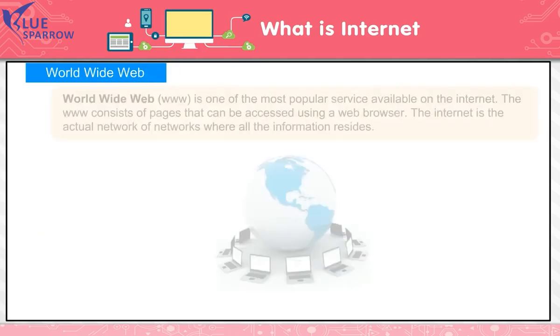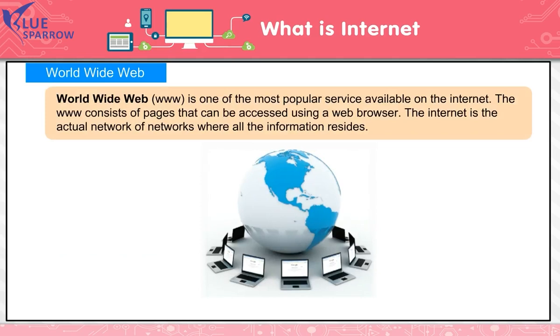World Wide Web. World Wide Web, WWW, is one of the most popular services available on the internet. The WWW consists of pages that can be accessed using a web browser. The internet is the actual network of networks where all the information resides.